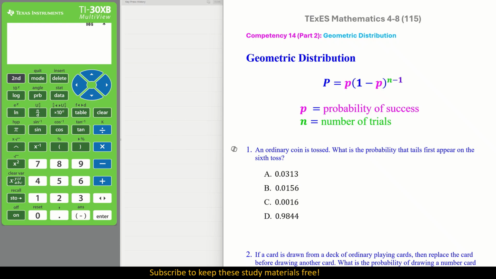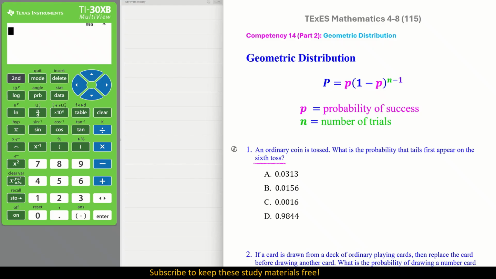Number 1, an ordinary coin is tossed. What is the probability that tails first appear on the sixth toss? Okay, so n equals 6, we have a probability. This, however, is different. This is a geometric distribution.